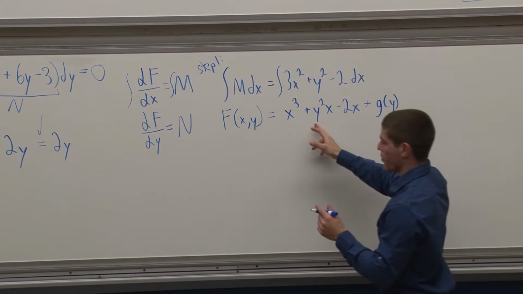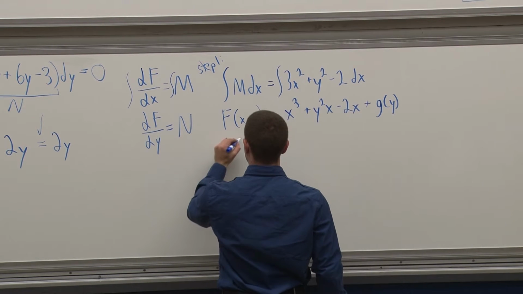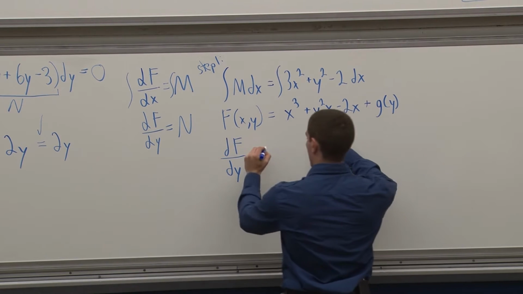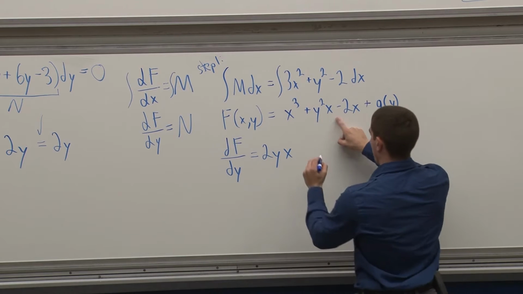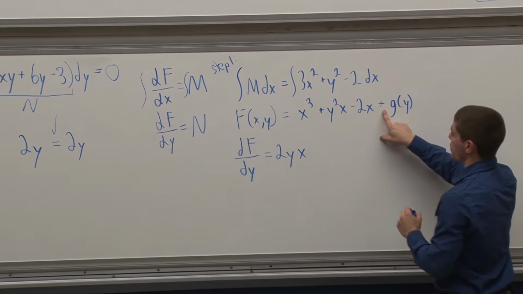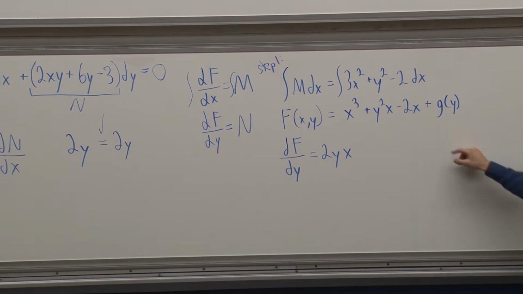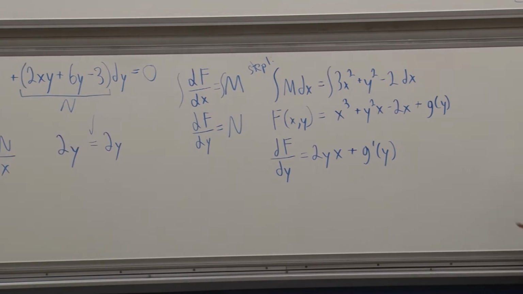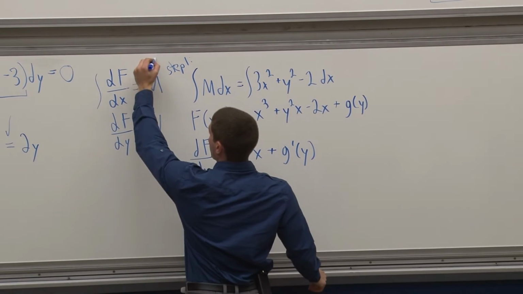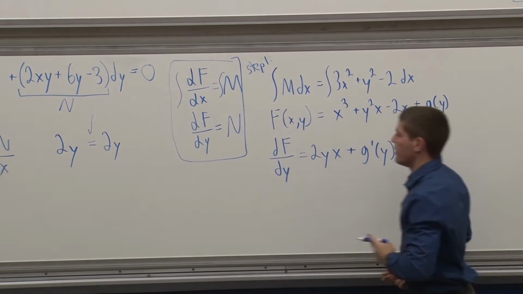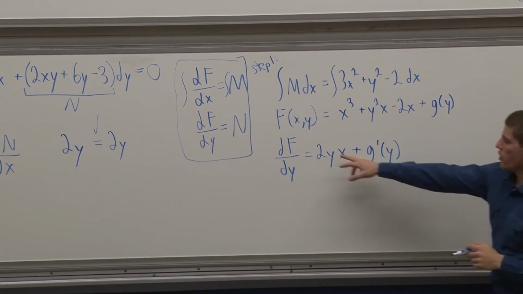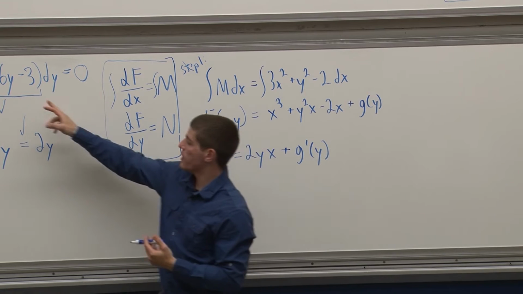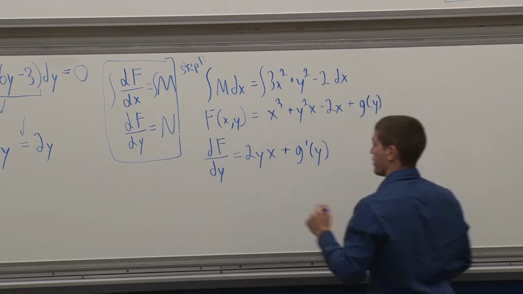So let's derive this in terms of y. df dy equals, so this would go away. This would become 2yx. This would go away because it's just x's. And this g of y would become g prime of y. So plus g prime of y. All right. According to our associations that are very important, I'm actually going to put these in a box, because everything in a box is important, right? So our df dy is equal to this. Our df dy is also going to be equal to N, which is everything that's associated with y. So that's our 2xy plus 6y minus 3.